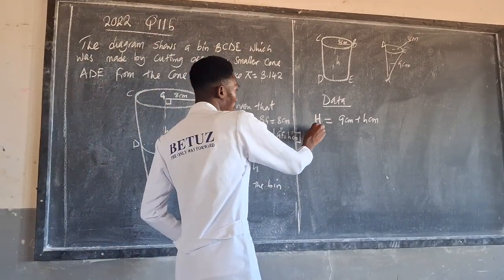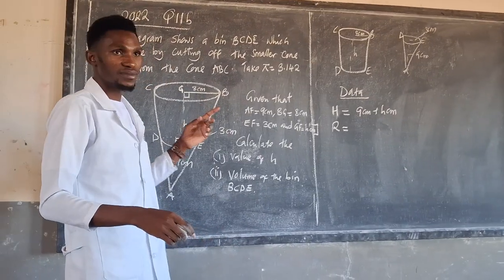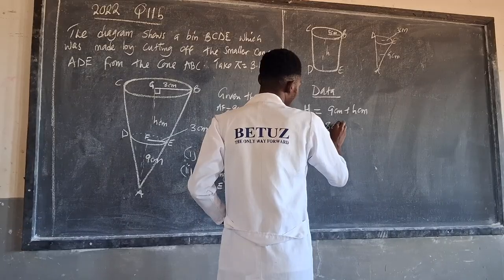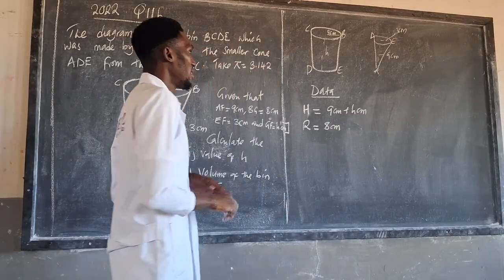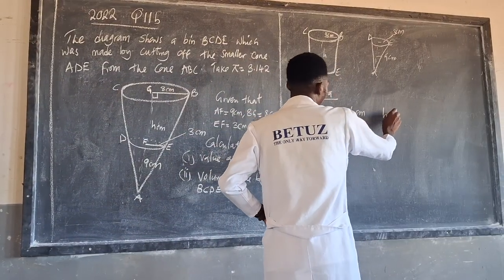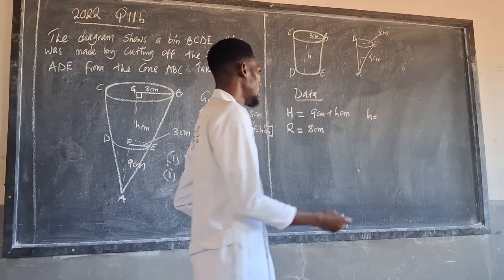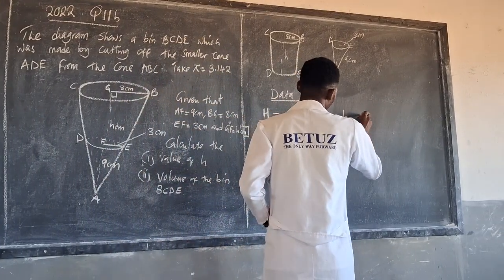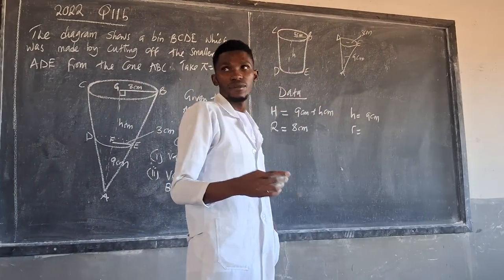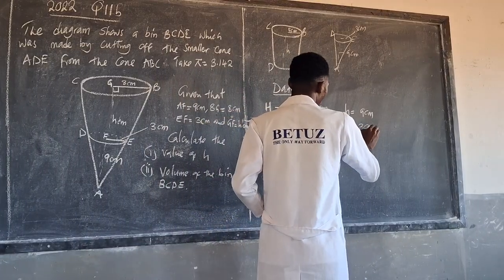Then also we find the radius of the bigger cone. What is the radius of the bigger cone? 8 centimeters, right? Then we go to the small cone. What is the height of the small cone? 9 centimeters, right? So the small h is 9 centimeters. Then the small radius? 3 centimeters.